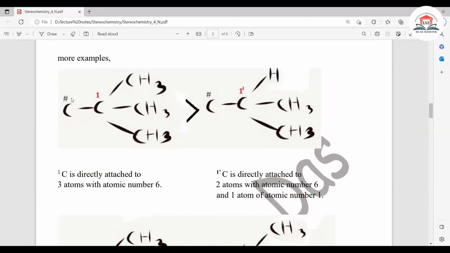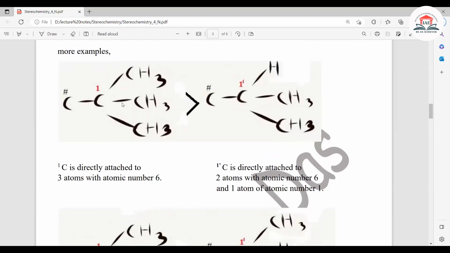this is a C, this is the chiral carbon. Next is carbon number 1 and carbon number 1 dash. So in both cases it is carbon, so it is the same. So we go to the next group. What do we see here? This carbon number 1 is attached to 3 atoms having atomic number 6, whereas carbon number 1 dash is directly attached to 2 atoms having atomic number 6 and 1 having atomic number 1. So obviously the one on the left hand side has got greater priority.